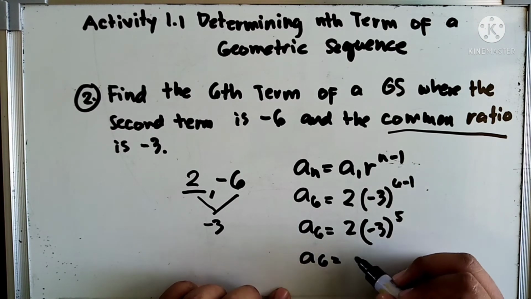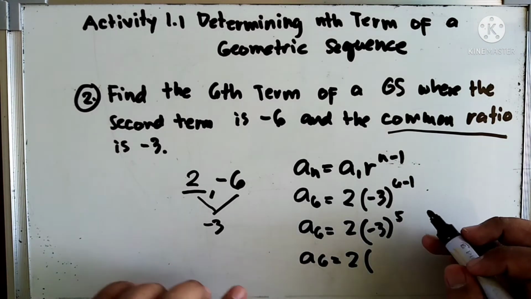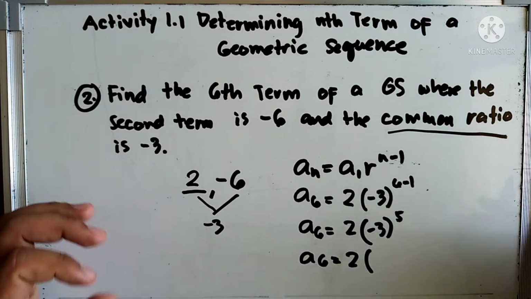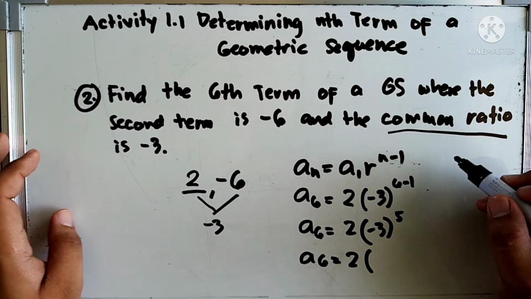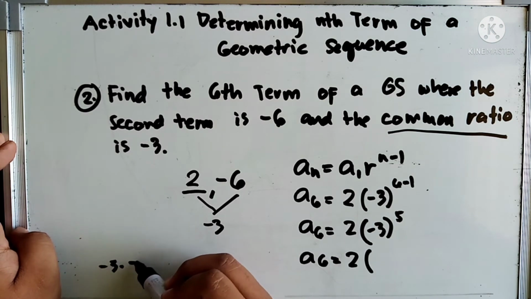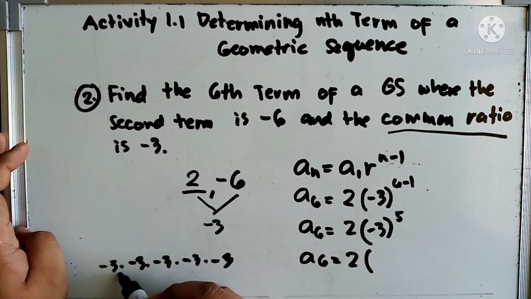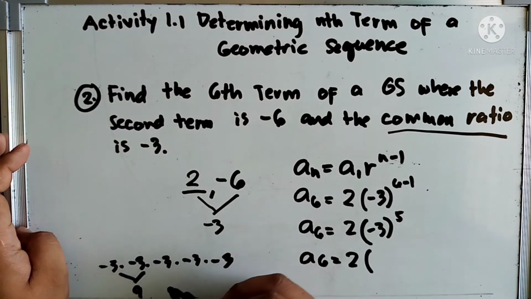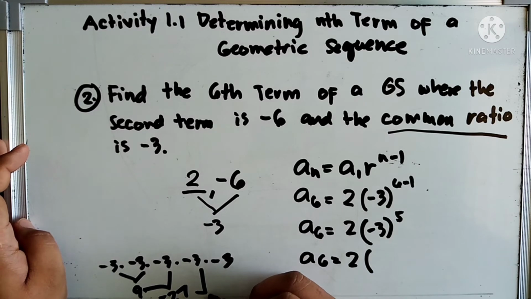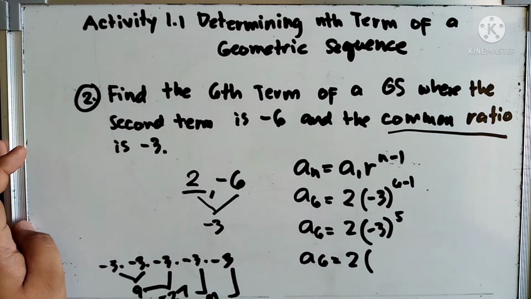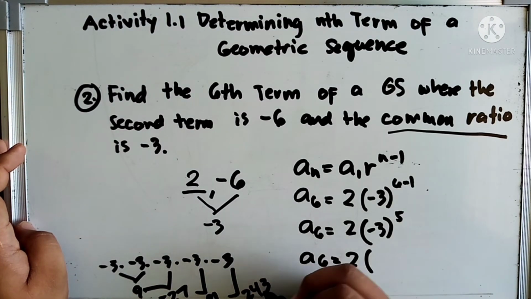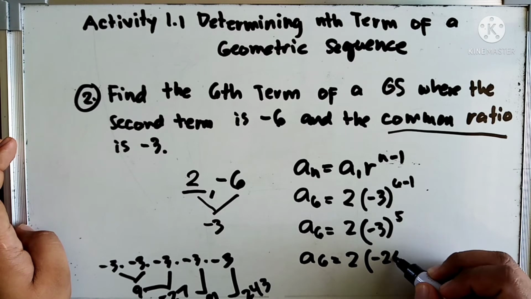So, a sub 6 equal to 2 times negative 3 raised to 5, meaning 5 negative 3s. Let's try to multiply. Negative 3 times negative 3 times negative 3 times negative 3 times negative 3. Negative 3 times negative 3 is positive 9. 9 times negative 3 is negative 27. Negative 27 times negative 3 is positive 81. Positive 81 times negative 3 is negative 243. That means it must be negative 243.